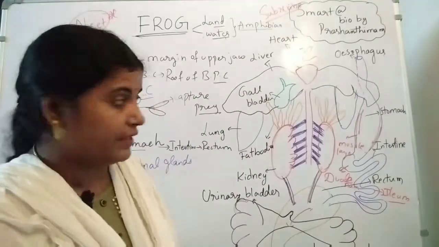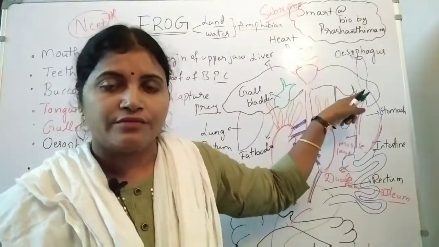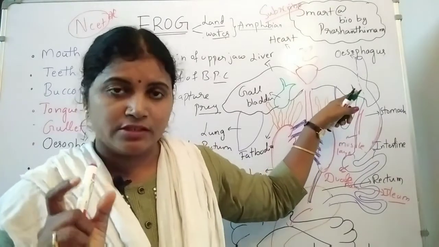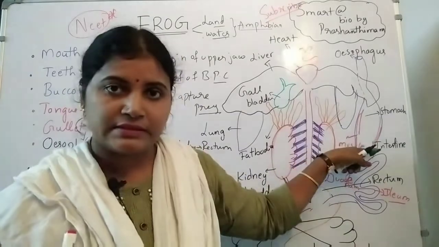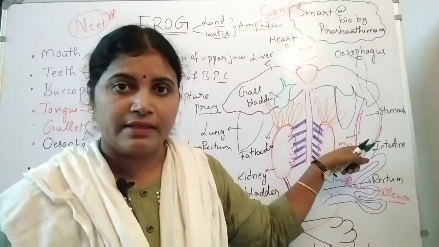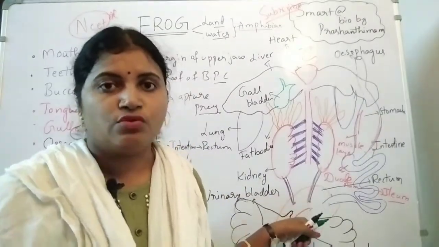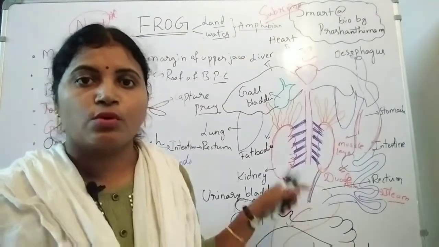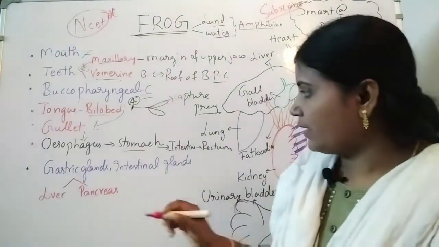Once again I am repeating: mouth to buccopharyngeal cavity, and after the buccopharyngeal cavity, gullet to esophagus to stomach. The intestine is divided into two parts, duodenum and ileum. After that it opens into the rectum. The rectum opens into the cloaca. So the cloaca is a very important point here.